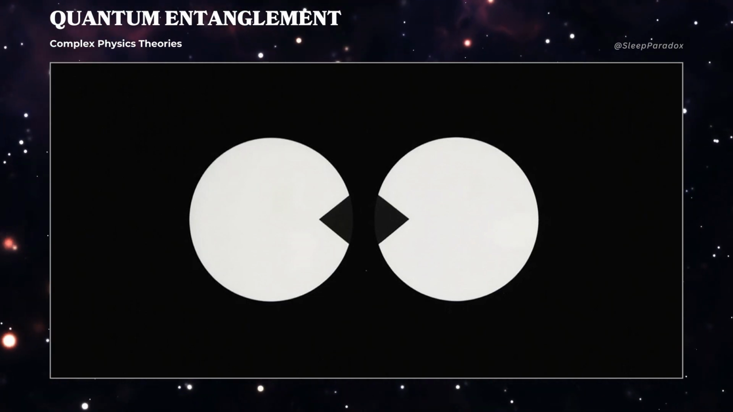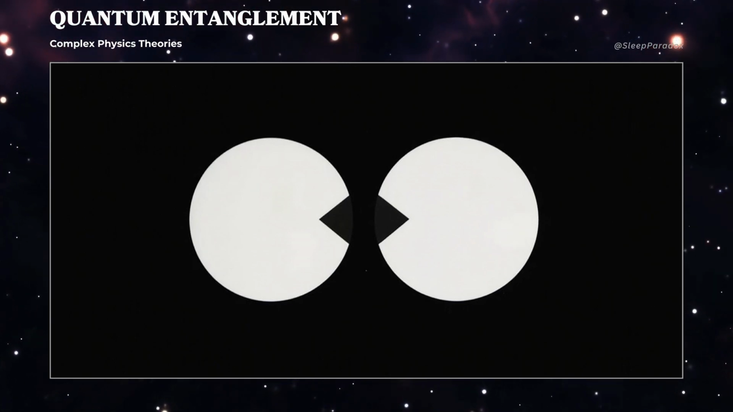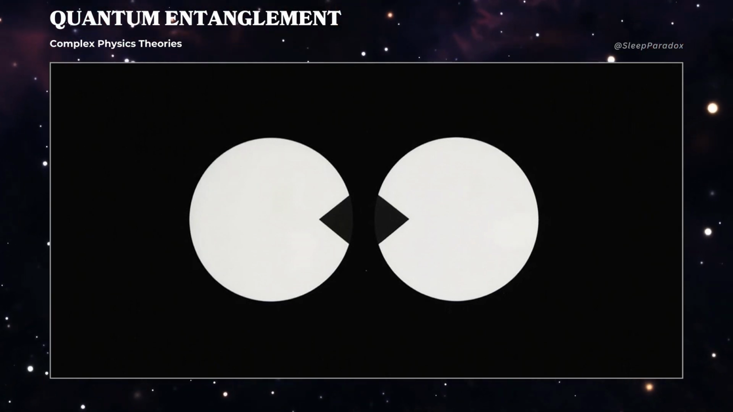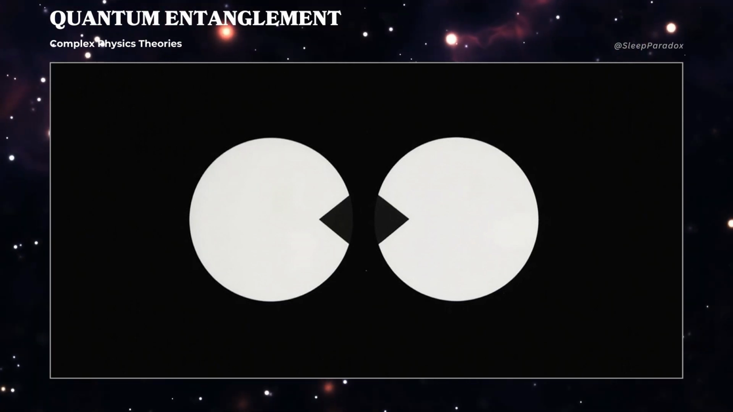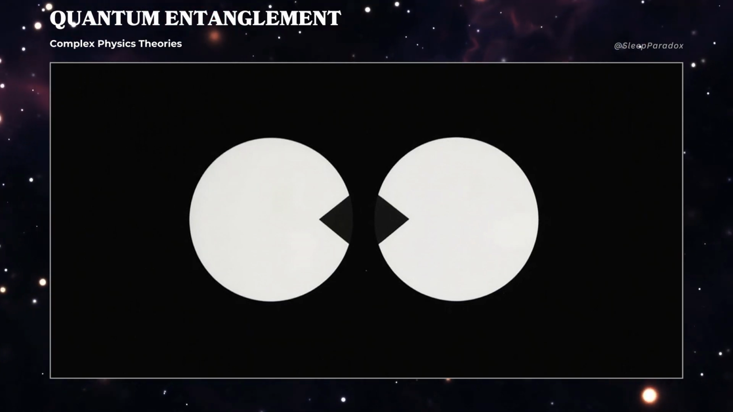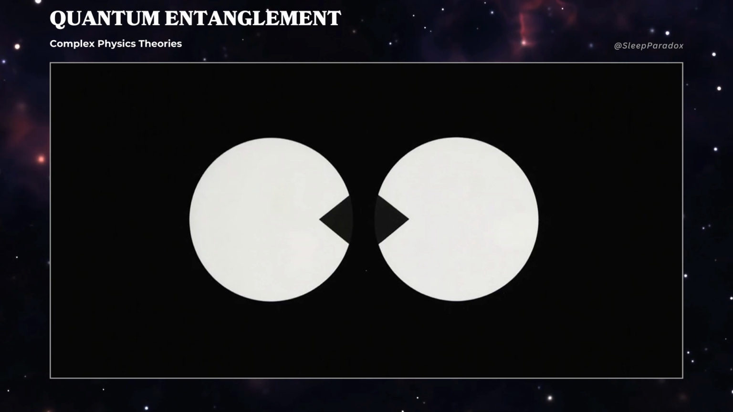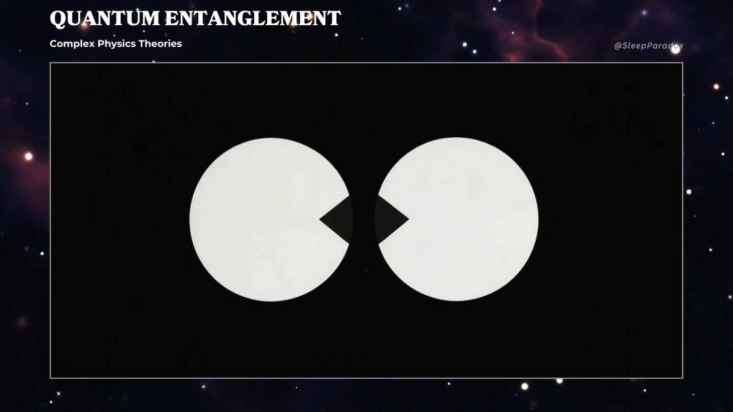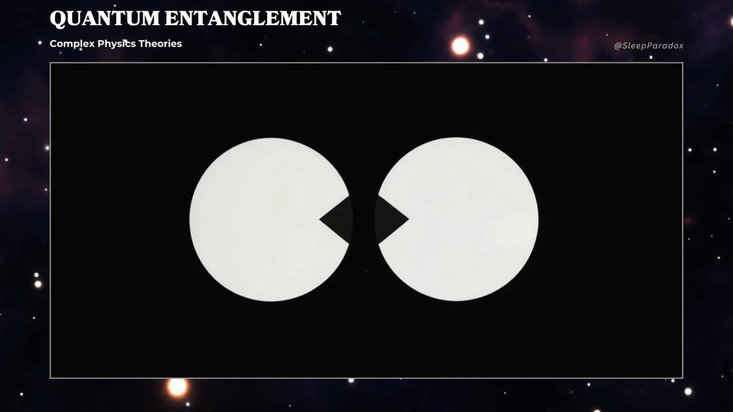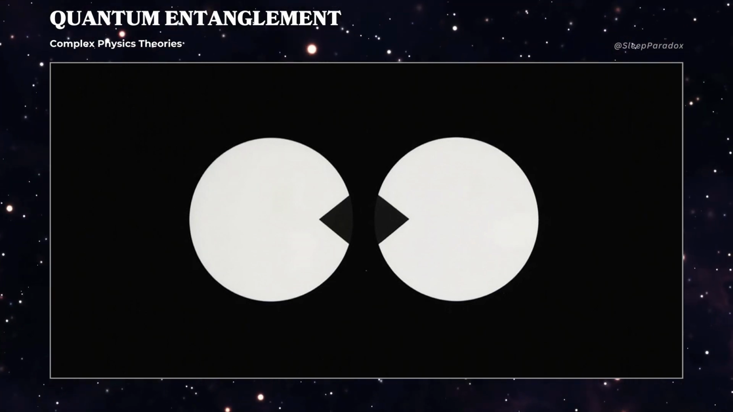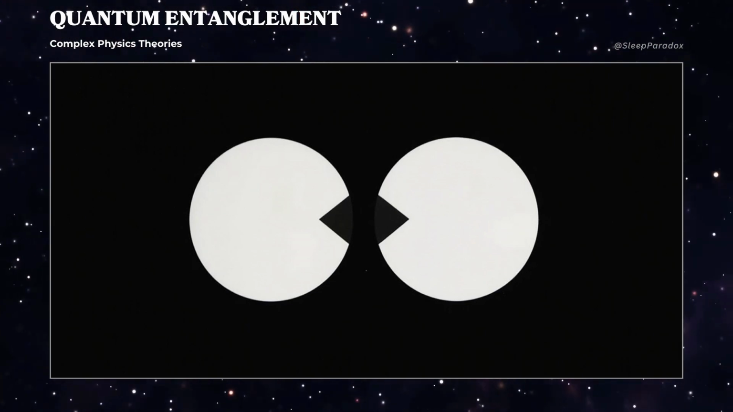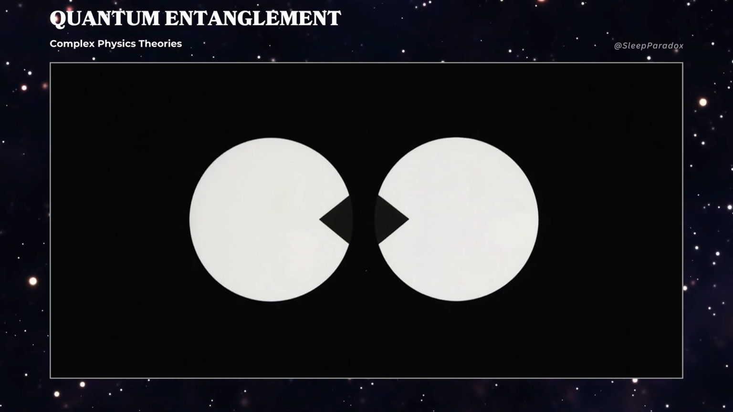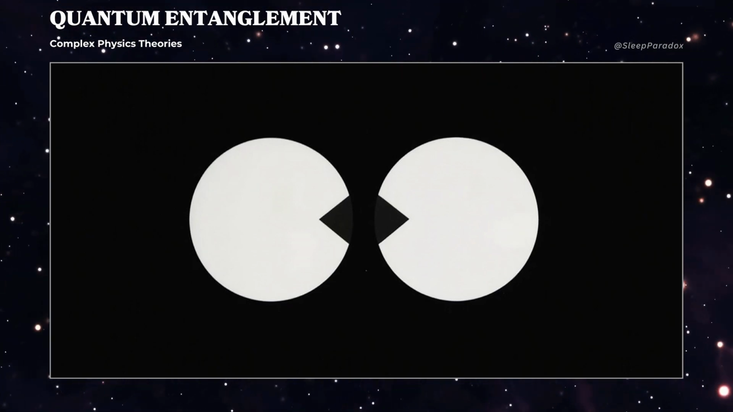Entanglement has practical applications too. It's being used in quantum cryptography, where the presence of an eavesdropper disrupts the entanglement and reveals that a message has been compromised. It's also central to quantum computing, where entangled particles can represent multiple states simultaneously, allowing for powerful parallel processing. But beyond technology, entanglement forces us to rethink what we mean by separation, independence, and even space itself.